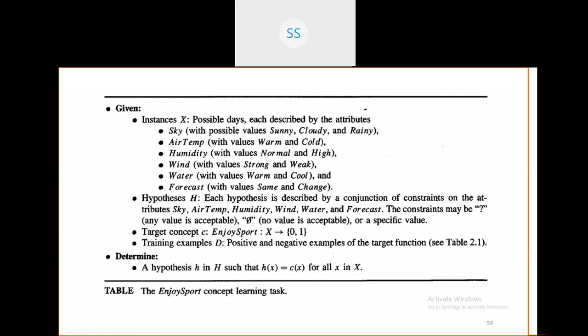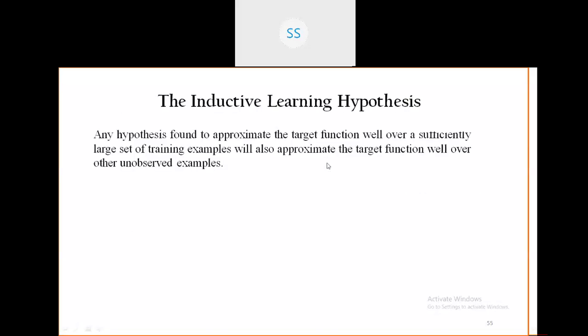That is, you are going to accept the one or more instances which meet the hypothesis criteria from the given instance set. This is how the concept learning task actually works for the given Enjoy Sports game. Okay, Enjoy Sports, right? And next one is the inductive learning hypothesis.